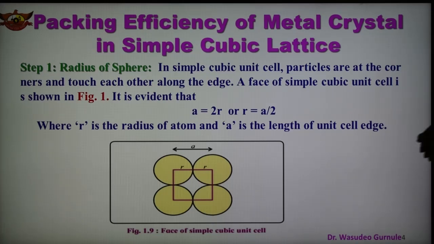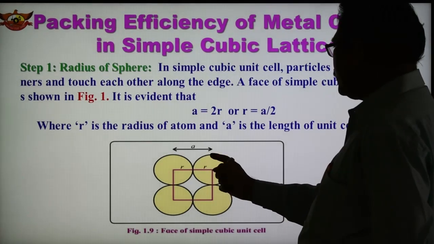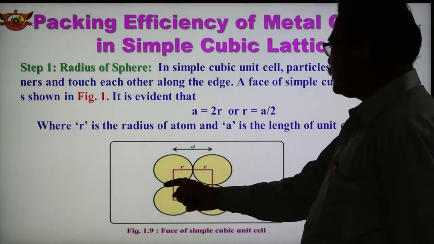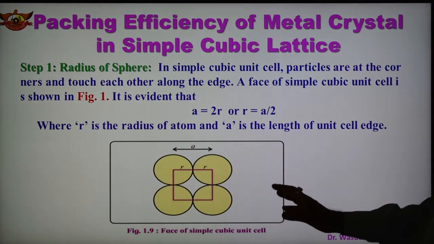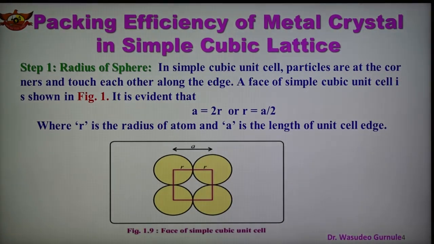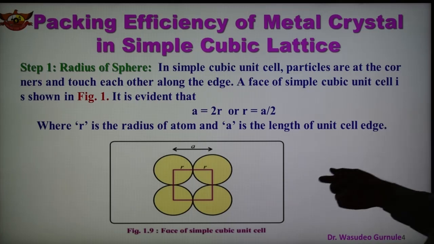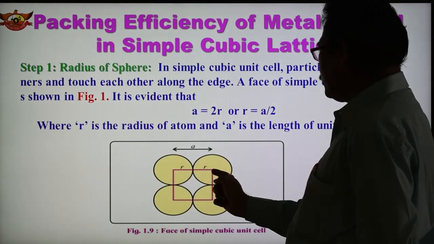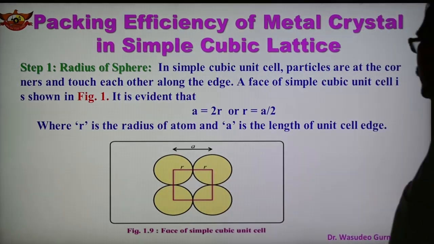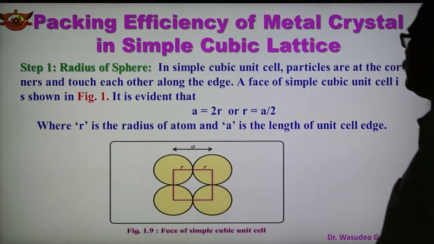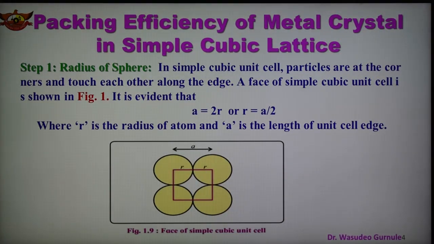In the figure, this is the radius of the sphere. This is one sphere, this is another sphere, this is a third sphere, and this is another sphere. The yellow color shows the sphere of the particle. This is one particle, second, third, and this is the distance from the center of the nucleus to the outermost shell, which is r, the radius. This is one r, this is another r. In this way, the faces of the simple cubic unit cell have been shown.